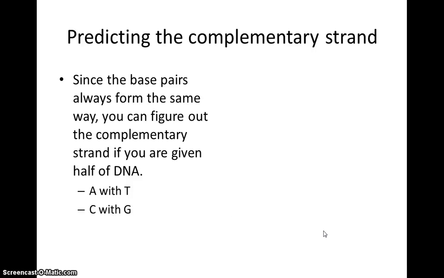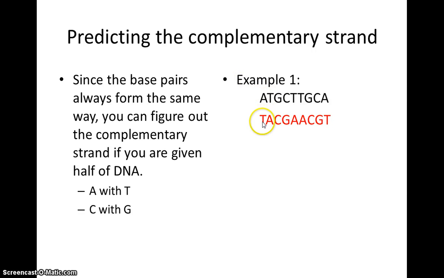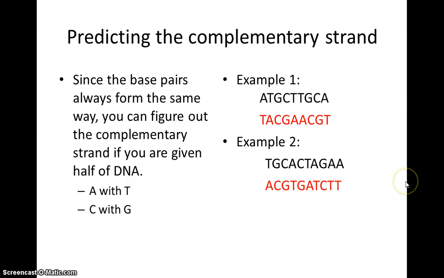Because of Chargaff's rule, though, we can always determine the other strand if we're given half of the DNA, because A always pairs with T, C always pairs with G. So the first example here, you can see we have a sequence ATG, CTT, GCA. Those are just shorthand for adenine, thymine, cytosine, and guanine. So adenine always pairs with thymine, thymine, adenine, so you can always just do the opposite when you're given one. So again, you can see it's just the opposite. So G with C, C goes G, A goes T. Okay, same thing here. Doesn't matter what you start with, you can always figure out the opposite.